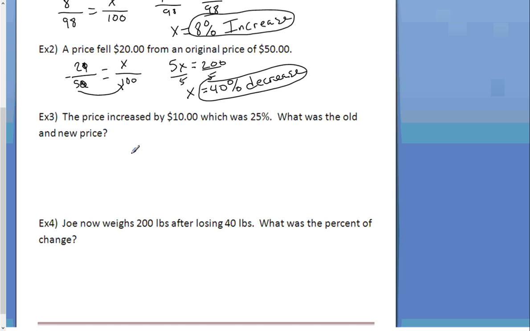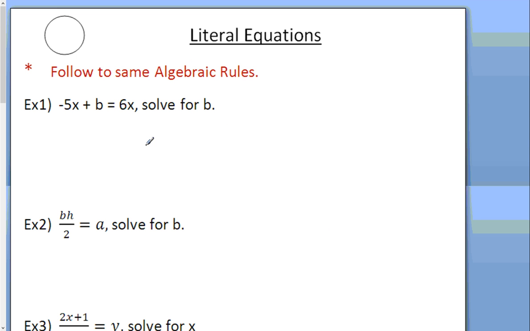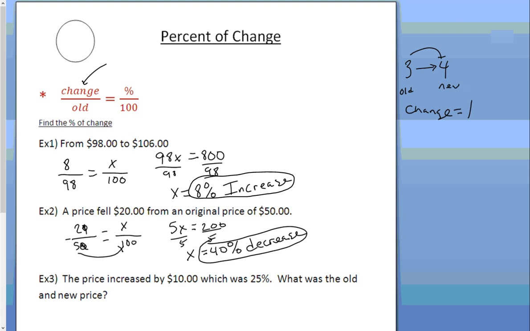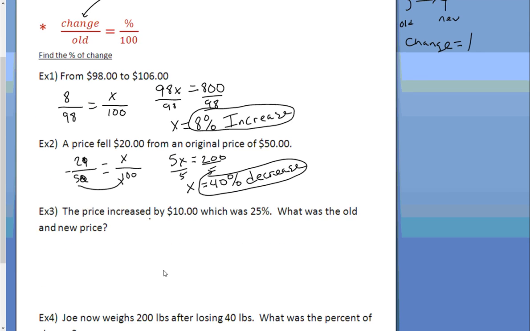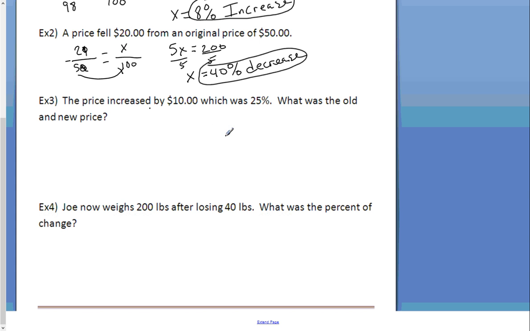All right, let's do two more. The price increased by $10, which was 25%. What was the old price and what was the new price? Excuse me, I just lost my page. So the price increased by $10, which was 25%. What was the old price and what was the new price? Good problem, but let's go through this again. The price increased by $10. That's how much money it changed by, so that goes here. Okay? The percent of change was 25, so the percent goes here this time over 100.